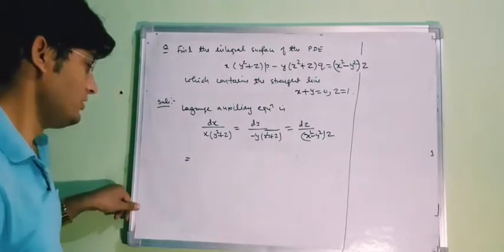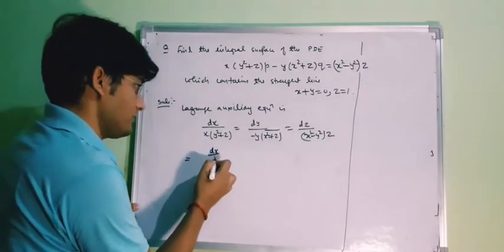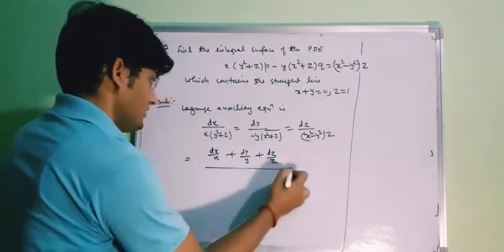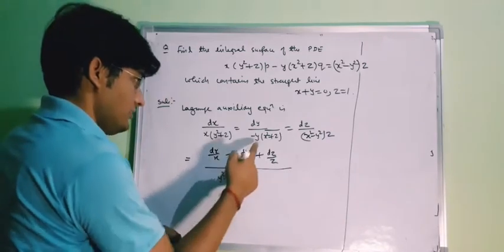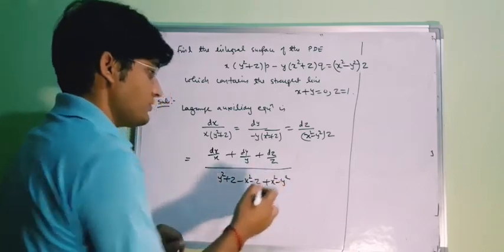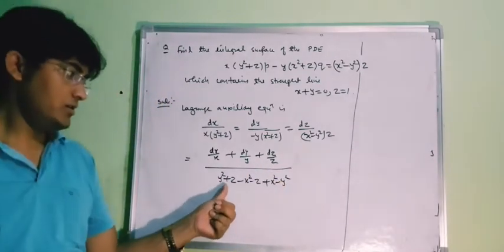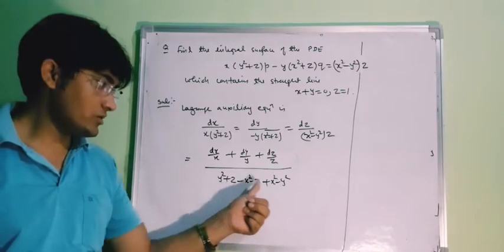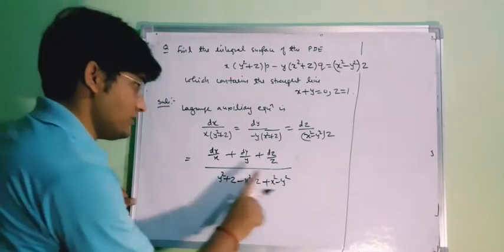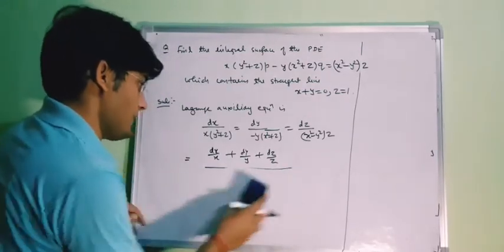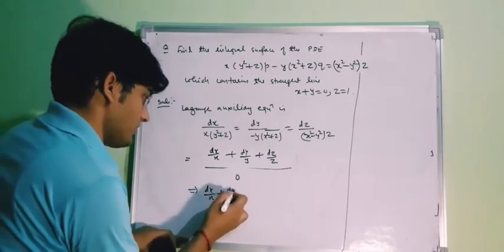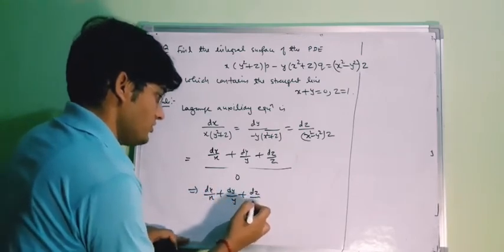So now here we will have dx upon x, then dy upon y, and then dz upon z. Now in the denominator we will have y square plus z, minus x square minus z, and here x square minus y square. So now you can see that your denominator is 0 because this y square will be cancelled with this one, x square is cancelled and z is cancelled. So that means this part is 0. So this will give you dx upon x plus dy upon y plus dz upon z equal to 0.